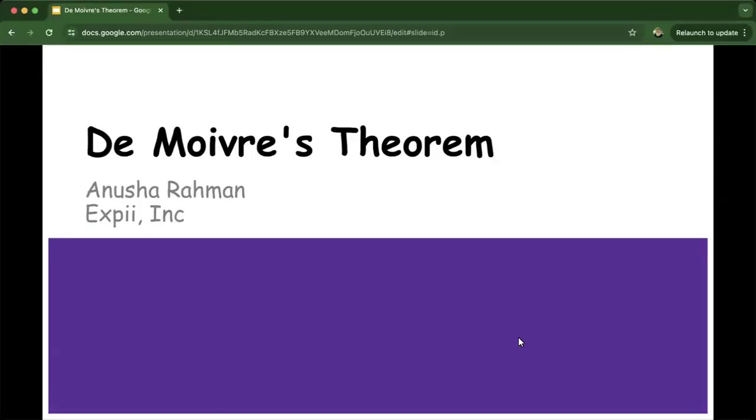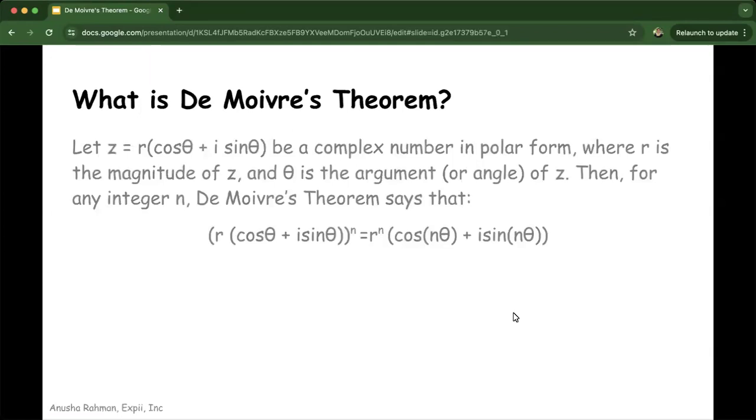Hi everyone, today we will be talking about de Moivre's theorem. De Moivre's theorem is a fundamental result in complex numbers named after the French mathematician Abraham de Moivre. It provides a way to raise complex numbers to integer powers, which is particularly useful when working with trigonometric functions.